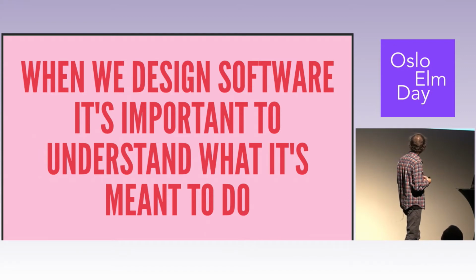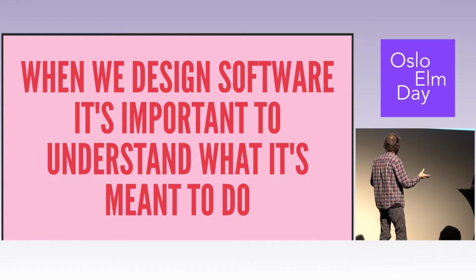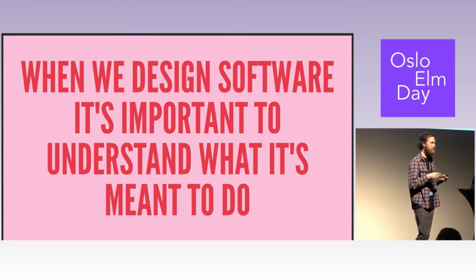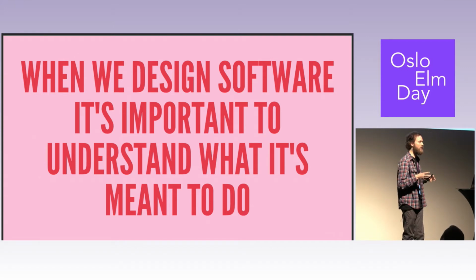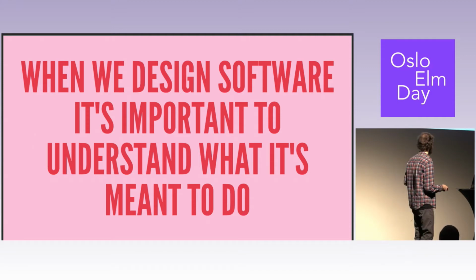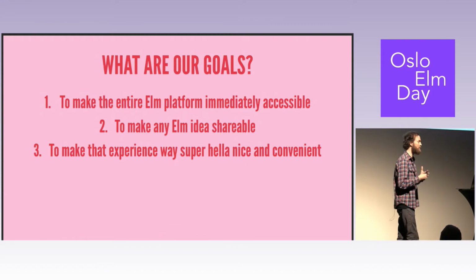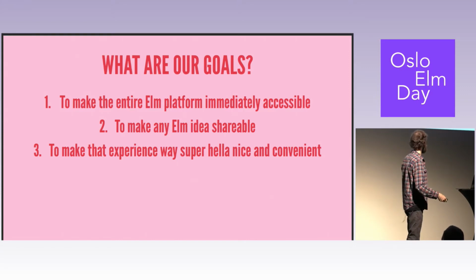But I think when we design software, it's important to understand what it's really meant to do. So Ellie started off as just, oh, I want a thing where you can write Elm online. But it took so long to build that it gave me an opportunity to reflect on why we even need something where you can build and share Elm code. So I have some goals in mind, and I'm saying our goals because now we're just we. So these are our goals as a community.